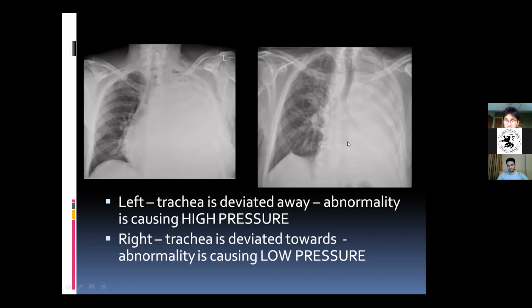Other causes can also be, for instance, if the lung itself is taken out completely. Think about a complete pulmonectomy or even a lobectomy. These will all cause low pressures and it'll cause deviations of the trachea to the side that the lung is not there anymore. Yeah, exactly. It would look much darker. Exactly. Okay, fine.